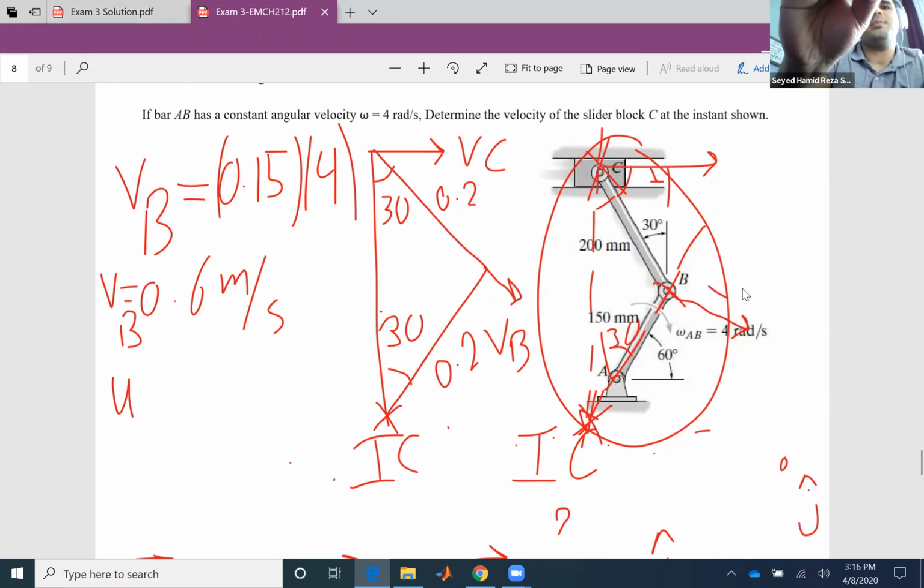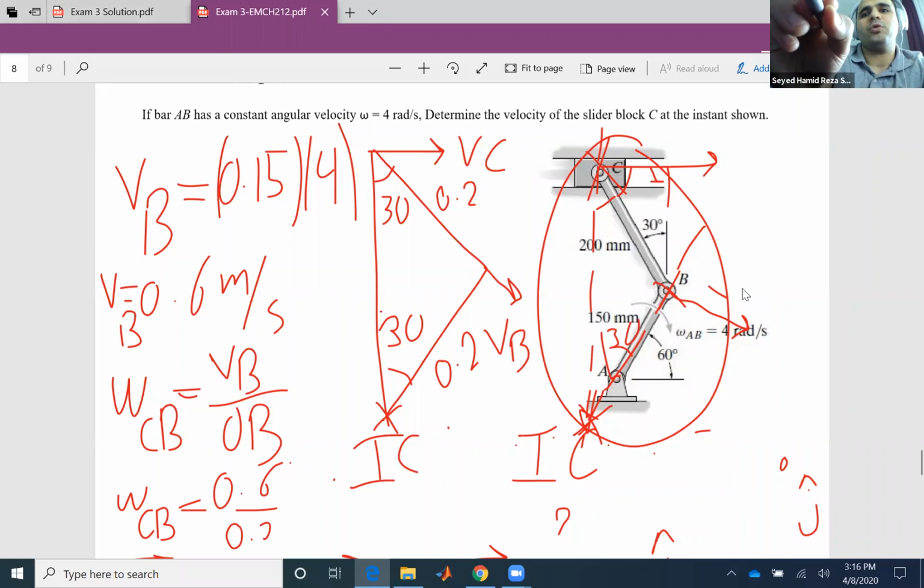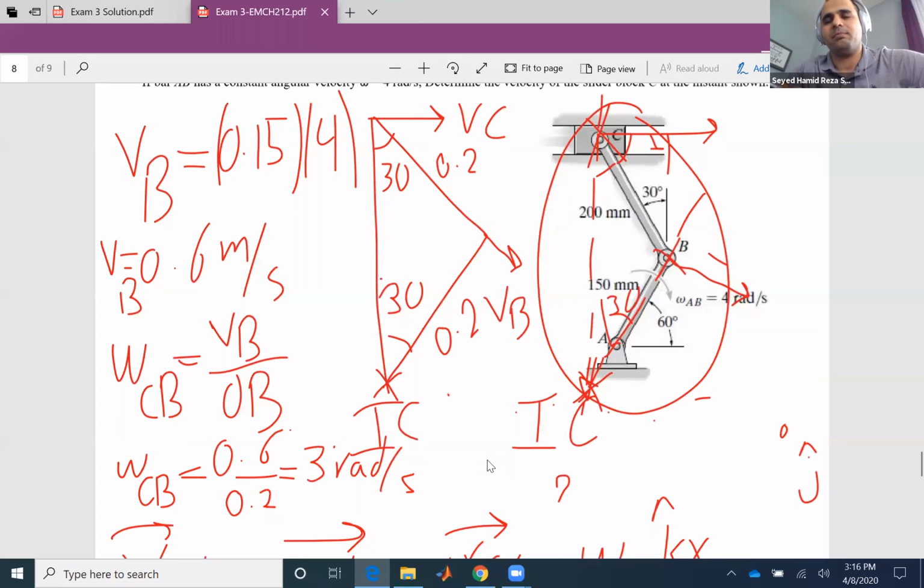Now you want to find omega CB, which is the velocity at B over this distance. This distance is 0.2. So 0.6 over 0.2. 0.6 is the velocity, OB is 0.2. Omega would be 3 radian per second. So that's using the ICE method. You get the same answer, 3 radian per second. And then you could find VC as well now that you have ICE and you have omega CB.